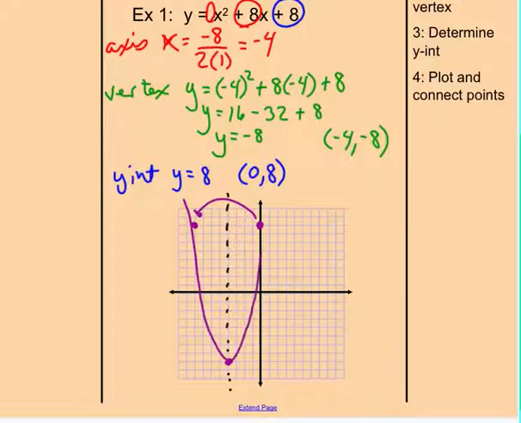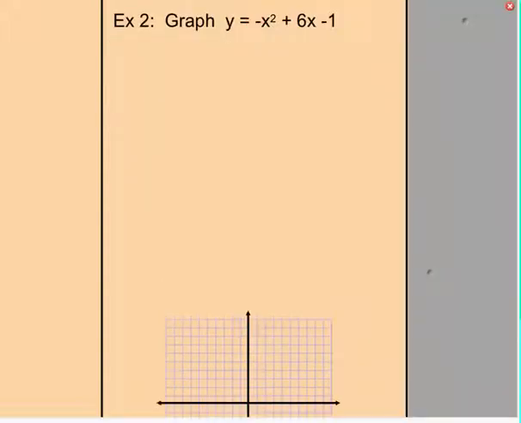Remember, your vertex is your turning point. Try and make sure that you don't have any flat bottoms at your vertex, a nice rounded curve. Let's just keep practicing that with some different equations. We're going to be seeing different coefficients. First, we're going to set up our axis of symmetry.